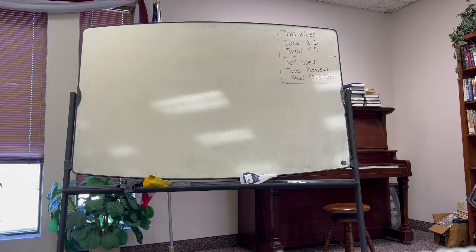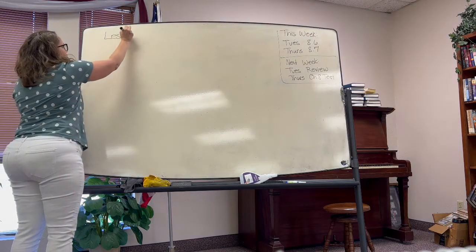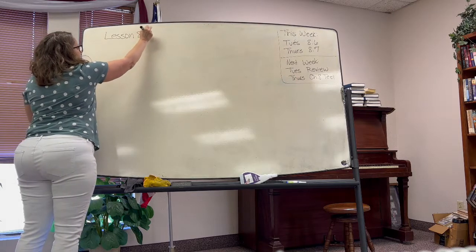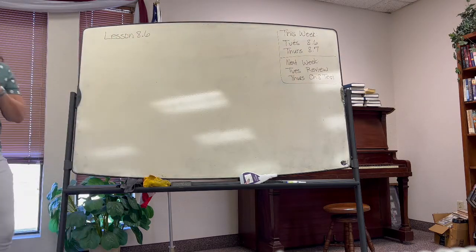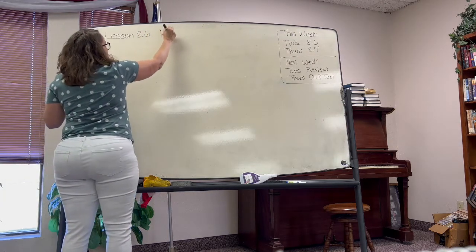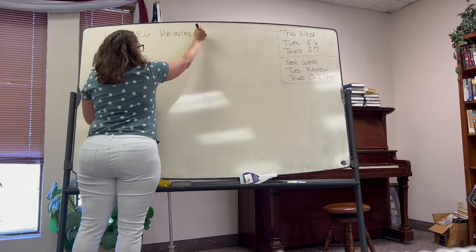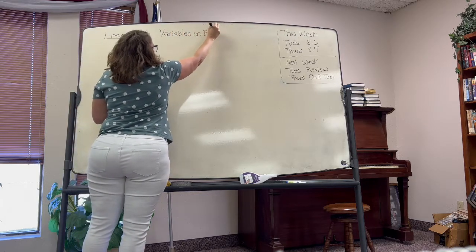Okay, so today we are doing lesson 8.6. This one, 8.6, is on solving equations with variables on both sides. So I'm just going to put variables on both sides. This is solving equations with variables on both sides.